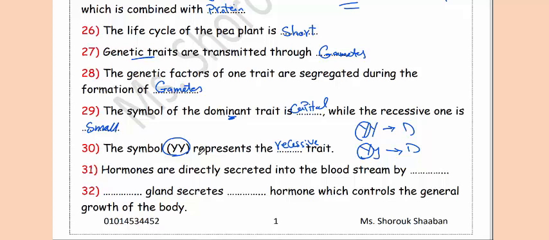Question 31. Hormones are directly secreted into the bloodstream by which gland, making the hormones go directly to the blood without using any duct? Ductless gland, or it has a scientific term called endocrine gland.